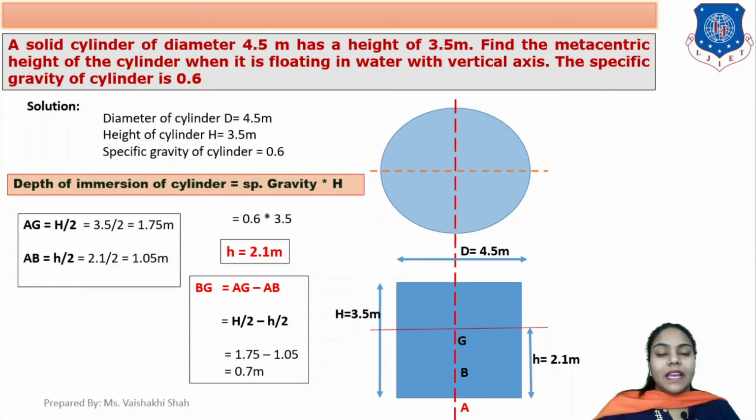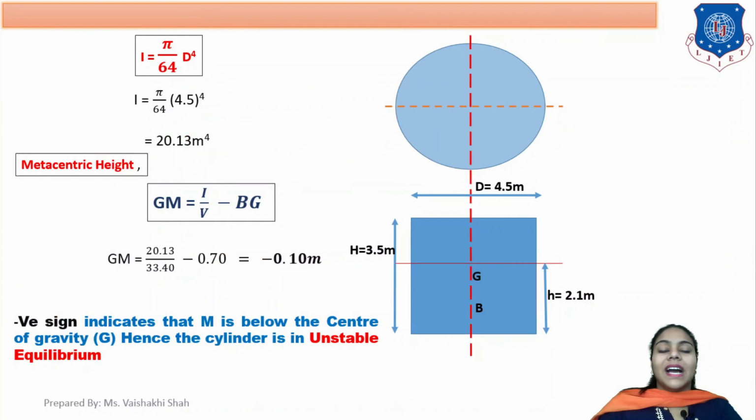And AB is small h by 2, the immersed height divided by 2. Small h is 2.1 meter divided by 2, that is 1.05 meter. Using these values, you can find BG, where BG equals AG minus AB. So 1.75 minus 1.05 is 0.7 meter. Okay. Now we have to find I, the moment of inertia.